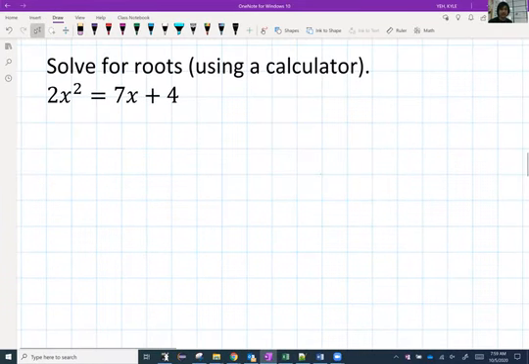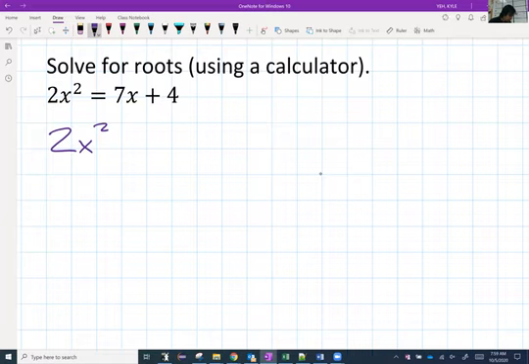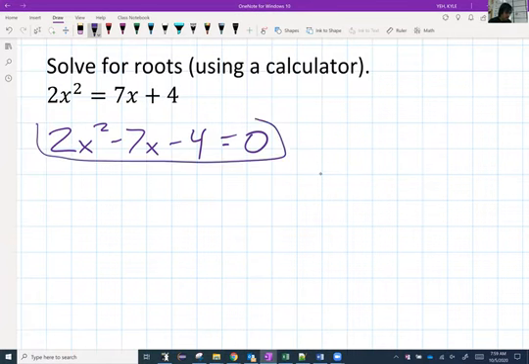Can we use a calculator to solve for roots? Answer, yes. So step 1 is going to remain the same. Make it equal to 0. 2x squared minus 7x minus 4, because we're subtracting both of those over, equals 0. Then we're going to take this and plug it into our calculator.